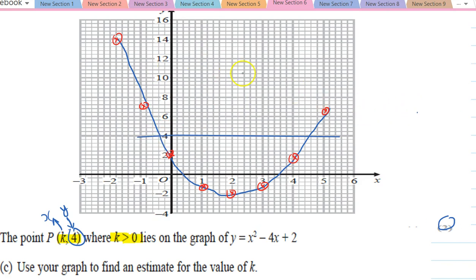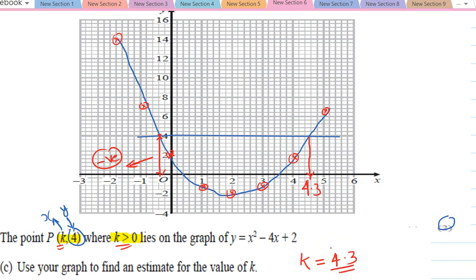So we are getting points with respect to y equals 4, one value here and one value here. Now the x value is k and k is positive, so this one is going to give a negative value, so we are not taking it. We are going for the positive value. If you see, it is first, second, third, so it will be nearly 4.3. So k is 4.3.